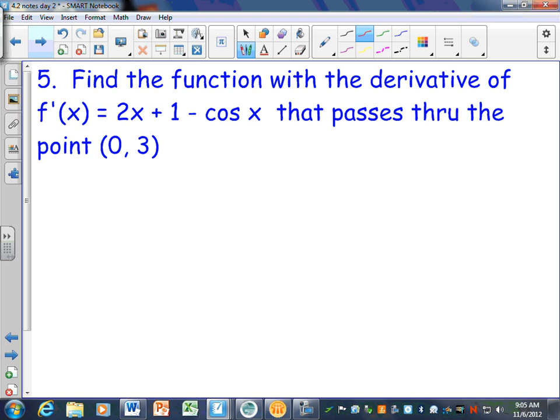Okay, here's the last thing with it. The only other thing they could do is they might ask you to actually find the function, which means they're going to give you a point. Instead of finding all functions, where you put the plus c on it, we're going to actually find the one specific function for this problem. And the bell's going to ring in just a second, but I'm holding you hostage.